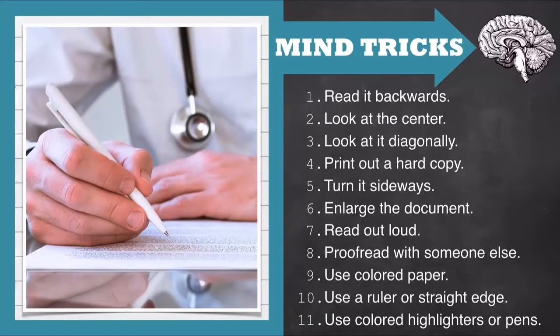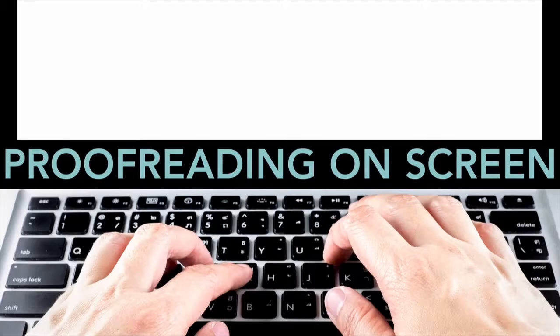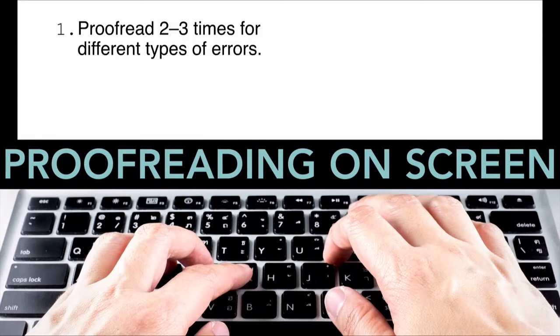These are all great ways to make sure that you catch all of the errors when you're proofreading your document. We talked earlier about proofreading on screen, and while I don't recommend it, these are some tips that might help you when you are proofreading on the screen. And I mentioned this one before, but this is really important if you're going to proofread from the screen, is to proofread twice or even 3 times for different types of errors.